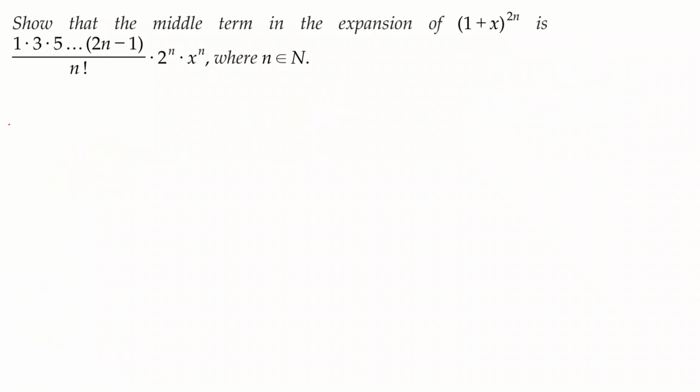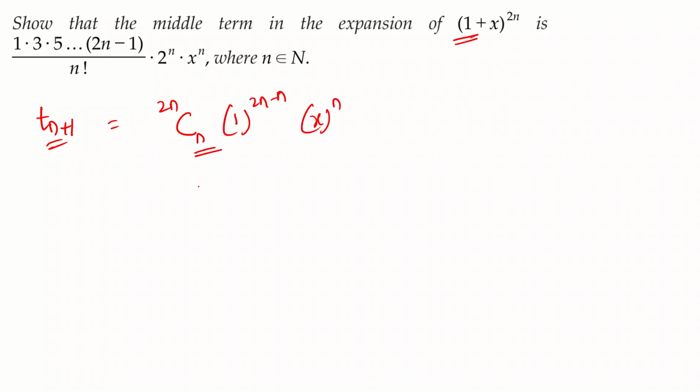So all of my question boils down to finding out Tn plus 1, which I can find out using that formula. So I know Tn plus 1 will be 2n Cn, because whatever is in the leg is equal to this. So 2n Cn, then 1 to the power of 2n minus n, because in place of a I am having 1, and then x to the power of n. Alright, so this is the middle term, 2n Cn, x to the power of n. This is my middle term. So we are already having x to the power of n, so we are done now.